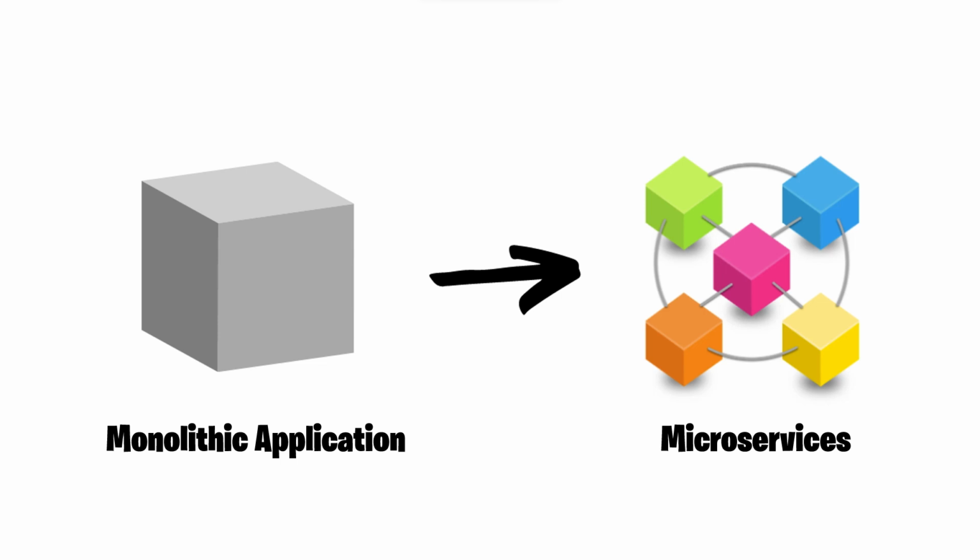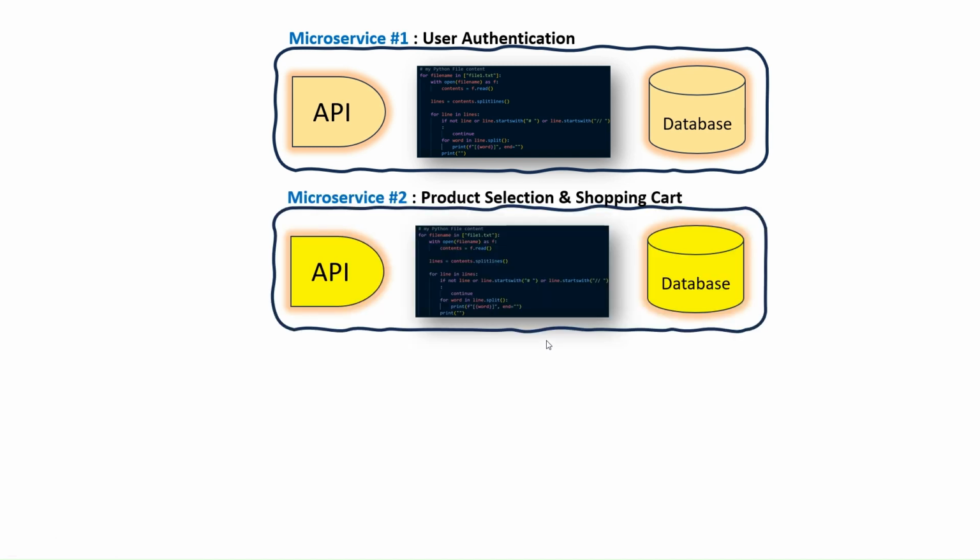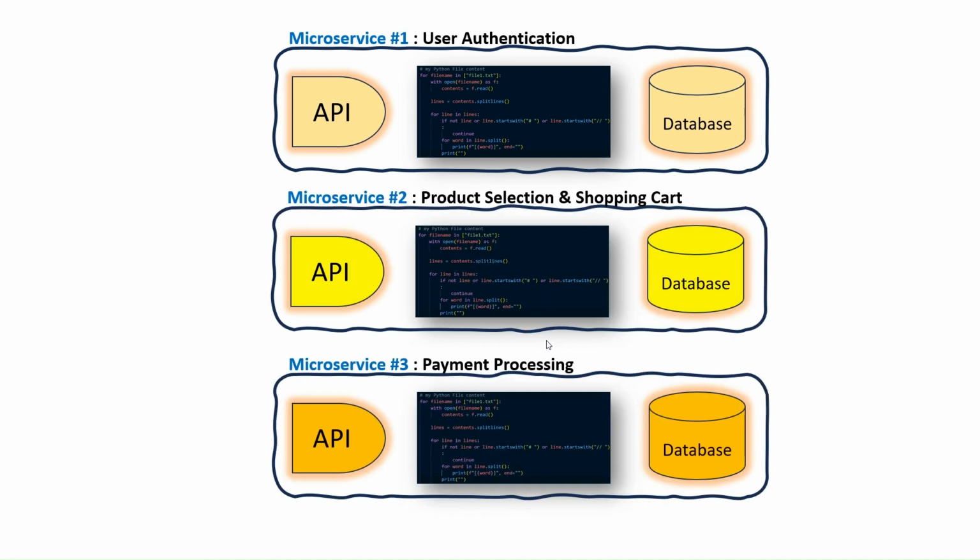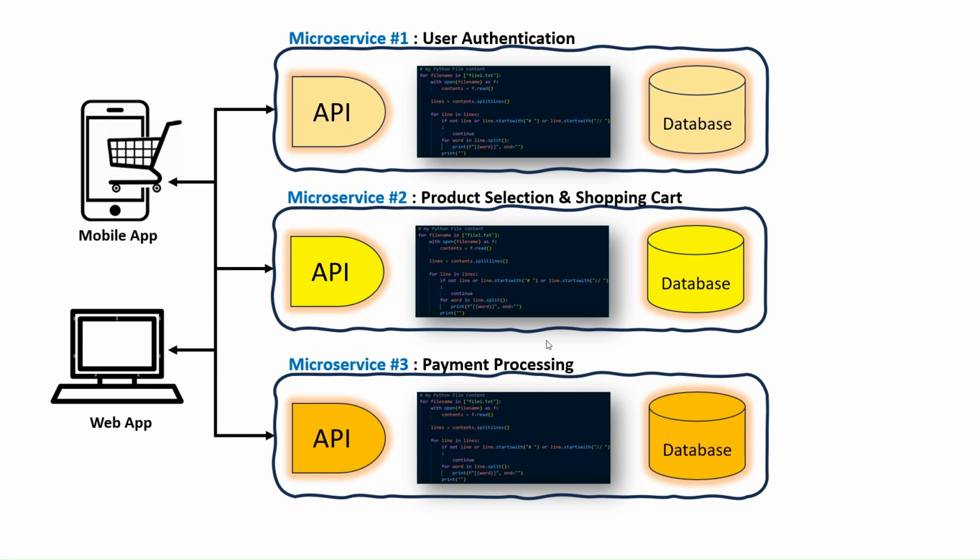To design a complex software application efficiently, the application can be decomposed into a set of manageable chunks called microservices. For instance, an online shopping application can be decomposed into several microservices such as user authentication, product selection, and payment processing. These microservices can be executed independent of each other by a mobile or web application through their APIs.